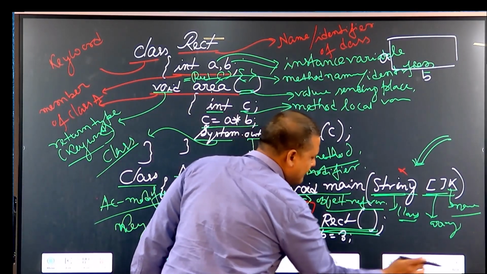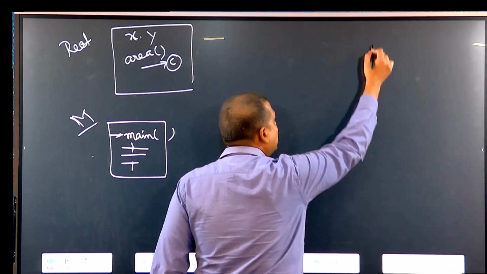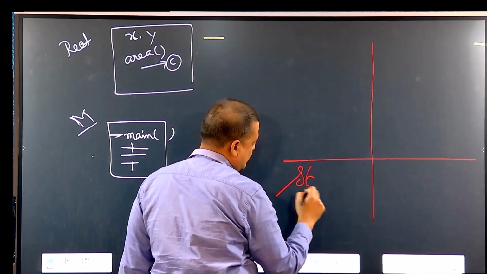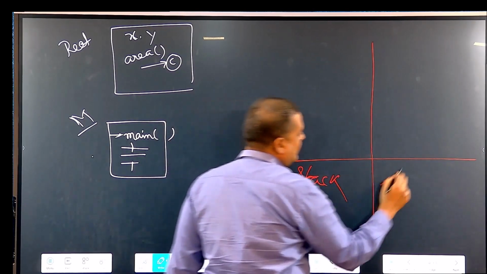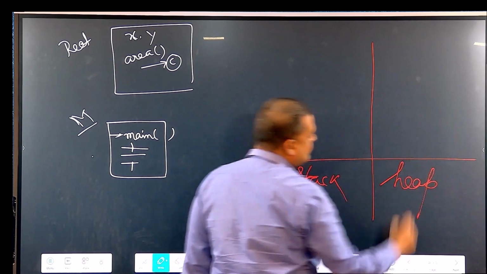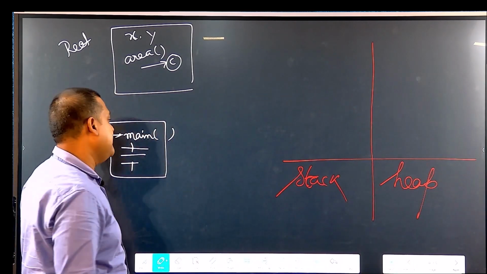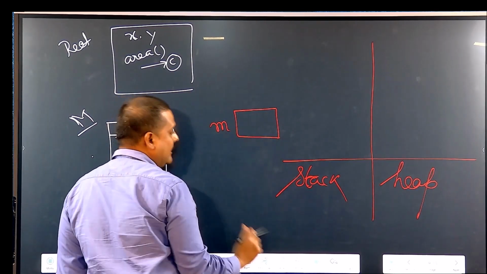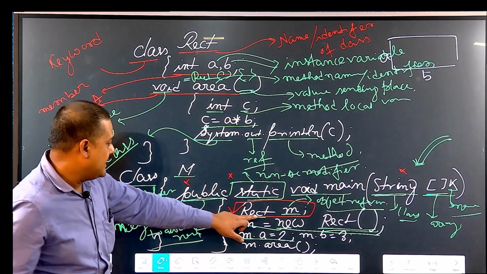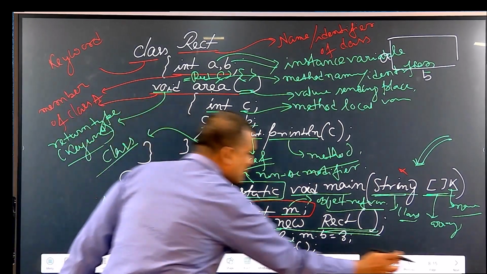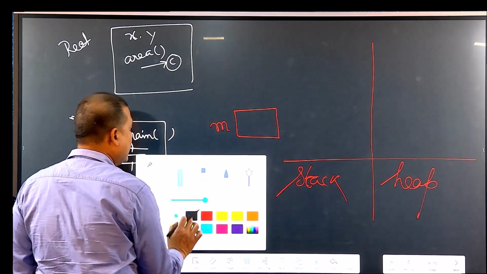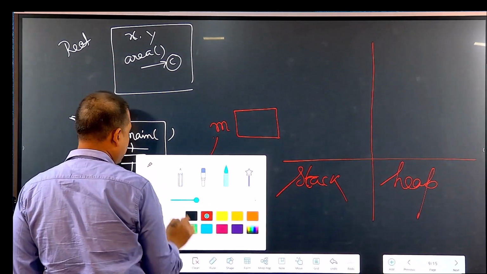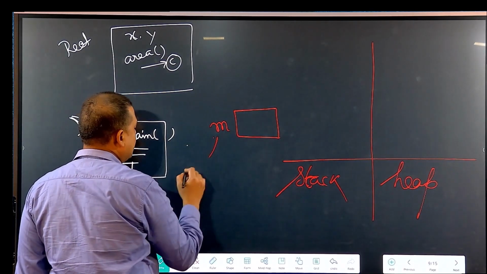So, what will happen? In our memory in Java, there are two different places: one is called stack, another one is called heap. In the stack, one variable will be created whose name is m, and its type is rect. So, m is a variable.